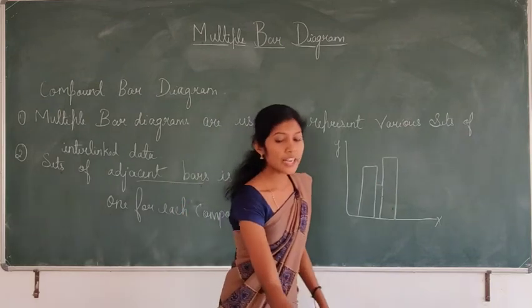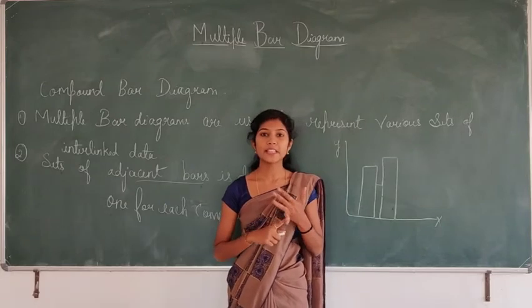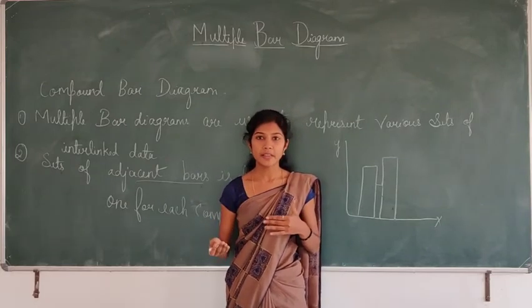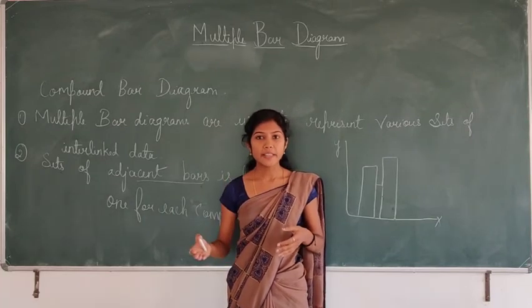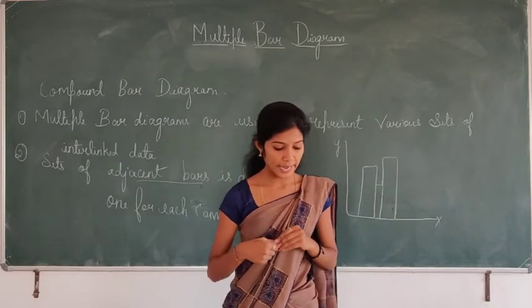Clear? Now examples for multiple bar diagram are production of food grains for different years, imports or exports of different years, or else the results of students of different years. So these are the examples for multiple bar diagram.